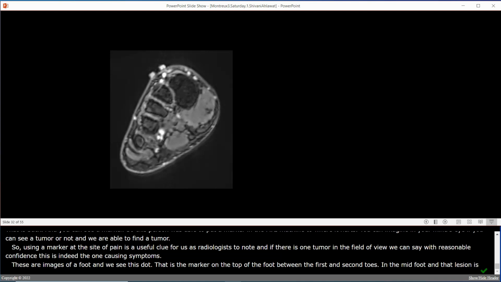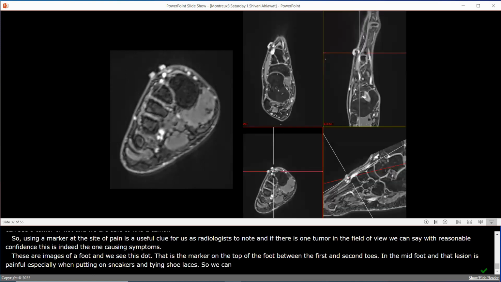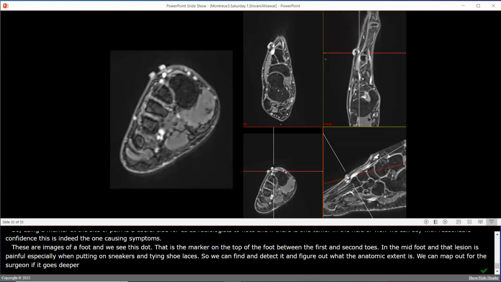So by MRI, we can find it, so we can detect it, and we can figure out what its anatomic extent is, i.e., we can map out for the surgeon whether it goes deeper into bone, tendon, size, how deep it is from the skin.